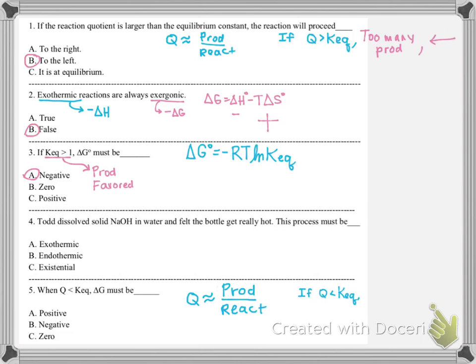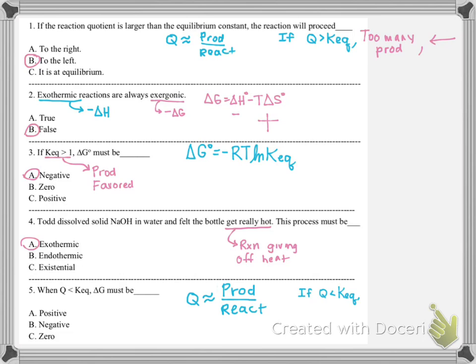For number 4, we have Todd dissolving sodium hydroxide in water and feeling the bottle get really hot. What this really hot tells me is that the reaction must be giving off heat. And if heat is exiting our reaction, we're going to have an exothermic process going on. If we felt it get cold, then that would be endothermic.